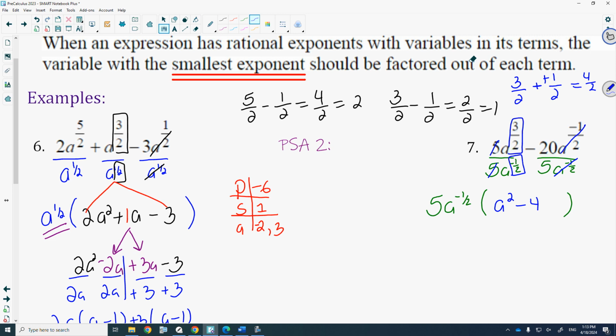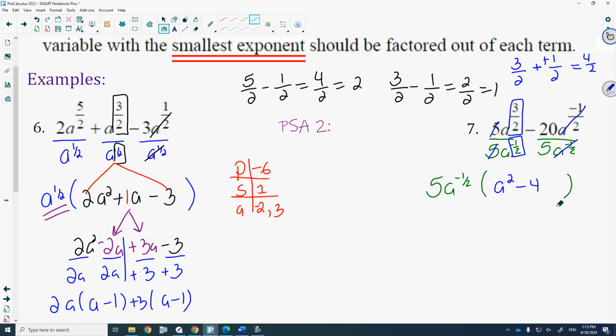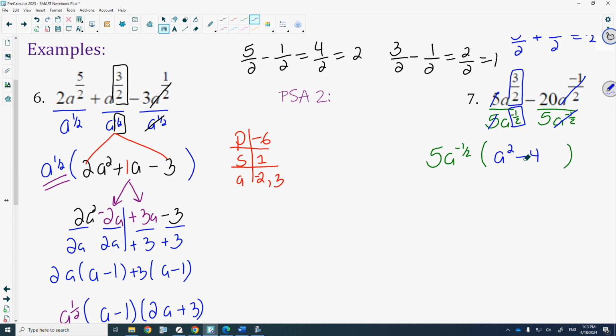And we're going to get minus 4. Okay, from here, we have a difference of squares. So hopefully you see that that becomes a minus 2 and a plus 2. Again, your book for this lesson will allow you to stop and write that as your answer.